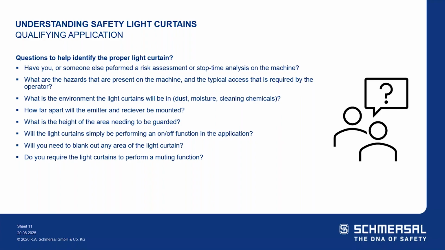Choosing a light curtain, a safety light curtain, safety light grid, or safety light beam, is not terribly complicated once a thorough risk assessment has been performed. Besides identifying the hazardous process, the risk assessment helps answer vital questions, some of which are listed here. Primarily, have you performed a risk assessment or stop time analysis on the machine to determine those conditions so that you can make that calculation?